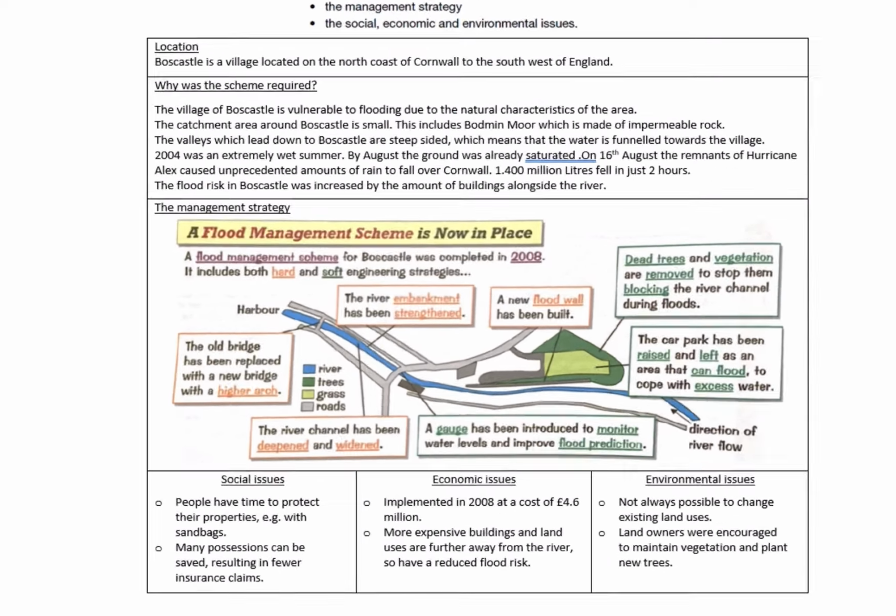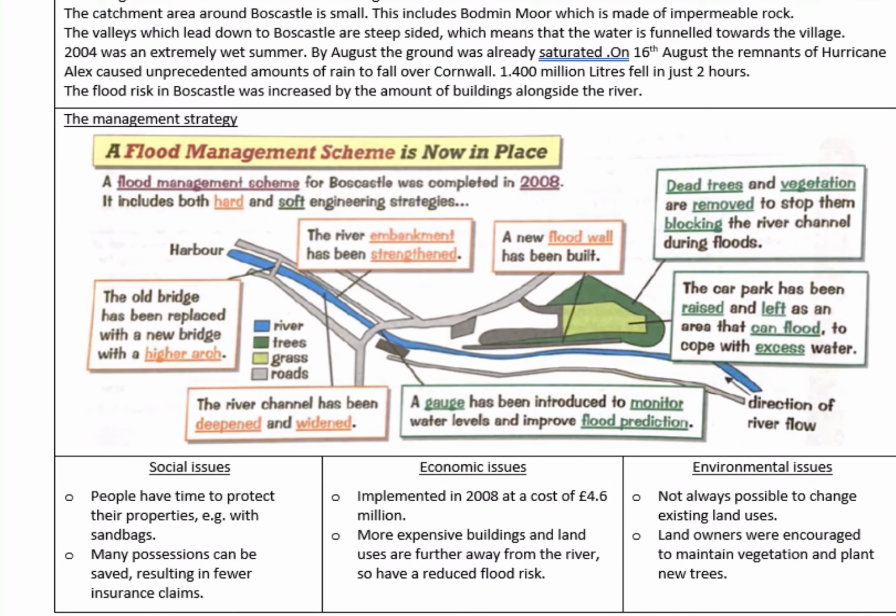They launched a flood management scheme after 2004. They had quite a lot of rainfall that fell pretty quickly, and it damaged and flooded a lot of the buildings there at the bottom of the valley. So they've done a few bits and bobs. They've done some hard and some soft engineering. Soft engineering is typically natural and low impact. Hard engineering is obviously a bit more man-made, so think things like lots of concrete, for example.